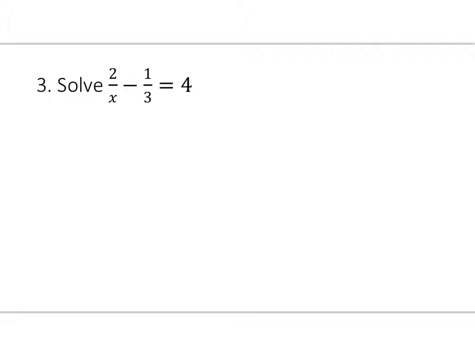Now in this equation we have an x in the denominator, but we're going to approach it in the same way. We don't have any distribution to do, so all we want to do is try to find a common denominator between x and 3. And when in doubt, you can always find a common denominator by multiplying the denominators together. So the common denominator is just going to be 3 times x, also known as 3x.